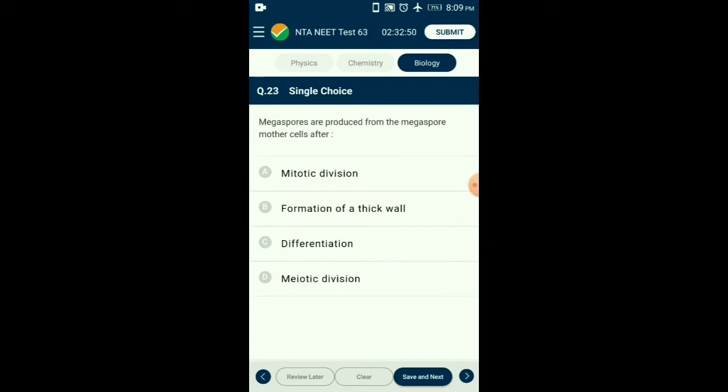Question number 23. Megaspores are produced from the megaspore mother cells after. The process of formation of megaspore from megaspore mother cell is called megasporogenesis. Ovules generally differentiate a single megaspore mother cell in the micropylar region. It is a large cell with a prominent nucleus and dense cytoplasm. It undergoes meiotic division to form 4 megaspores, 3 of which disintegrate and only one remains functional. So the answer is option D, meiotic division.